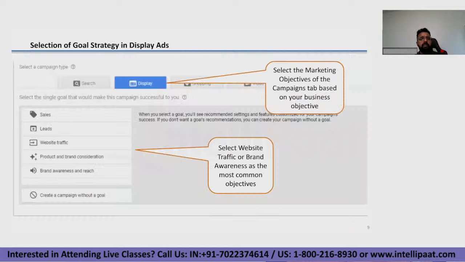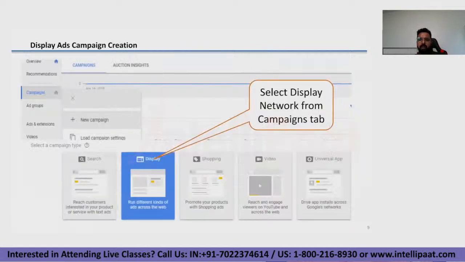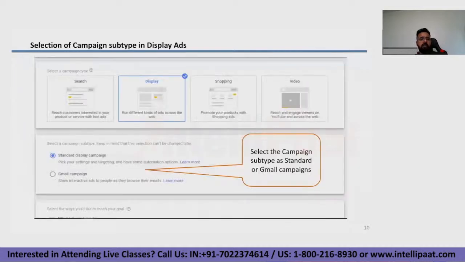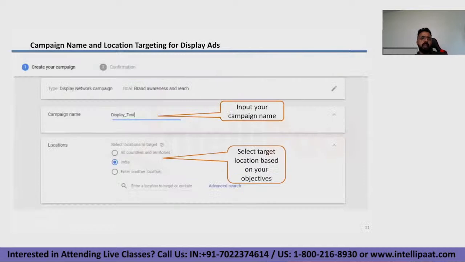Now, obviously, after you pick your objective, you select the display campaign. I scrambled the page a little. Within display campaign, there is an option to run a Gmail campaign or a standard display campaign. Gmail campaign is nothing but the ads that show up in Gmail. We'll address it later. Here, we will look at the first kind, the usual conventional display campaigns. After you select your campaign subtype, you come here and give your campaign a name.